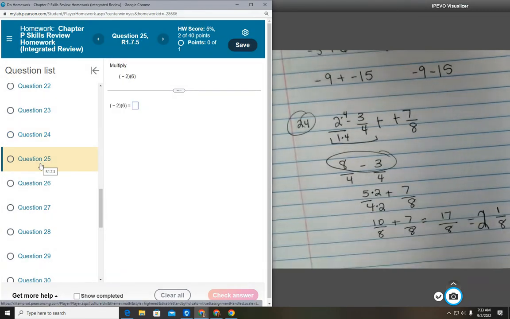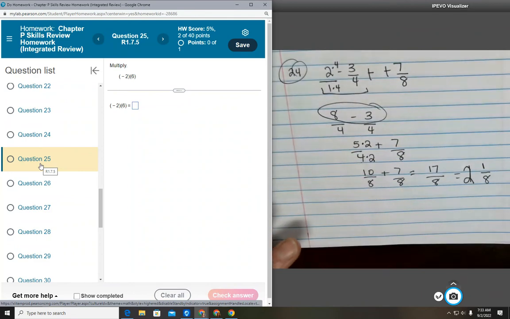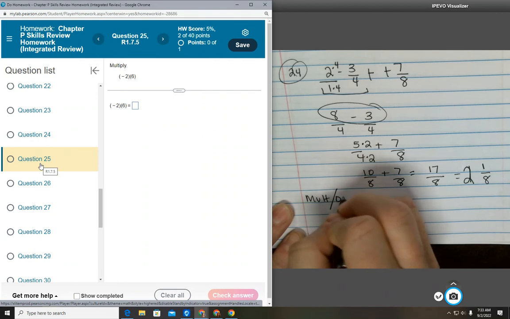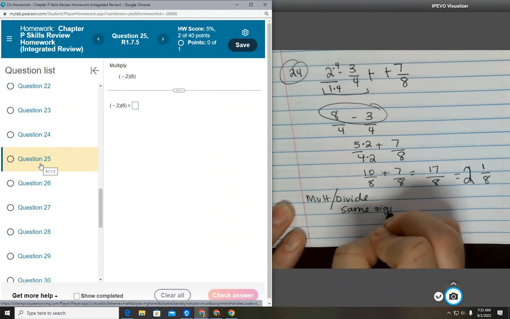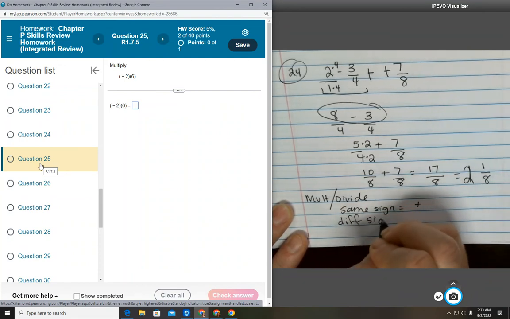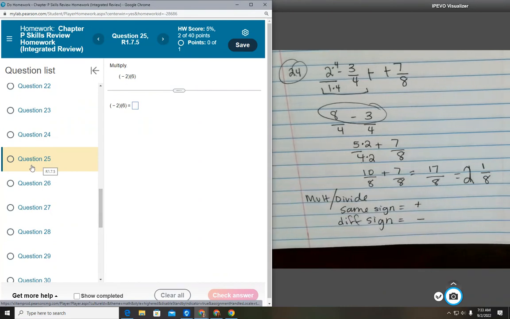Multiplying fractions: if you multiply or divide, same signs always give the output of positive. Different signs give you the output of a negative. So these are different signs. So 2 times 6 is 12, but since they're different signs, it's negative 12.